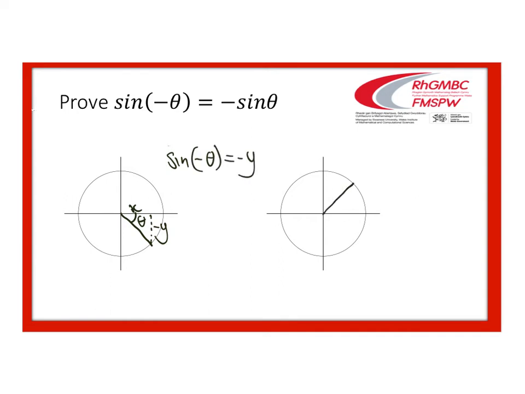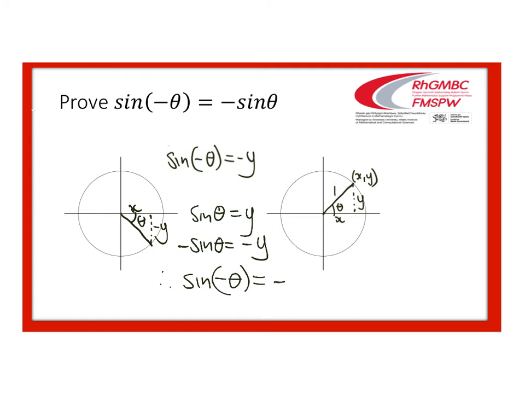Of course, we know that if we have our standard acute angle triangle in the first quadrant, that coordinate is (x, y), and so minus sine theta does in fact equal minus y, because sine theta is equal to y. So therefore we get sine of minus theta equals minus sine theta, as required.